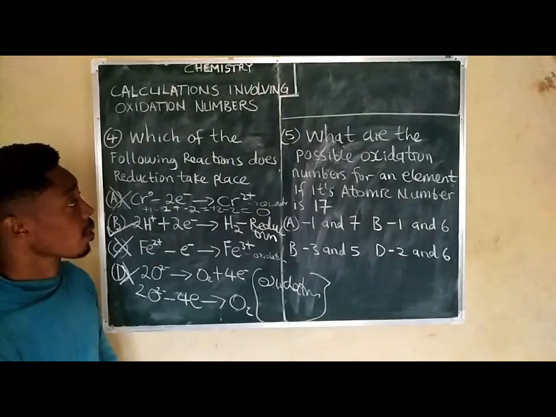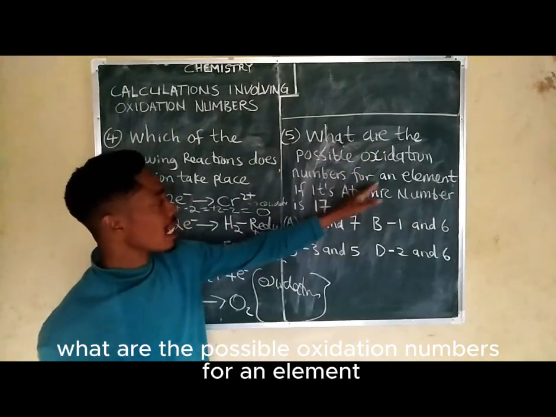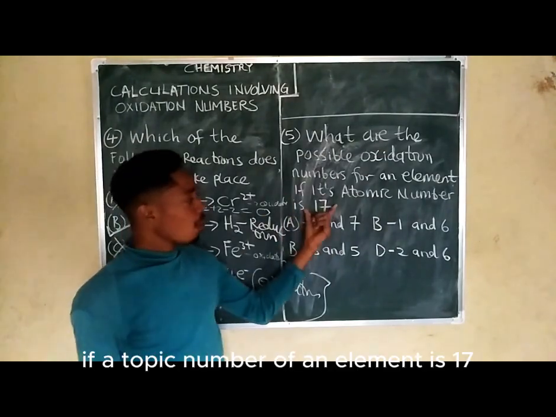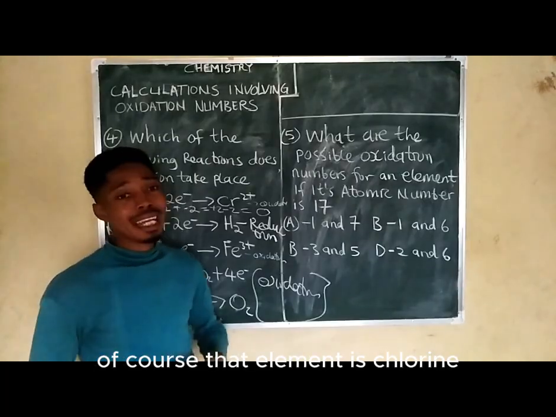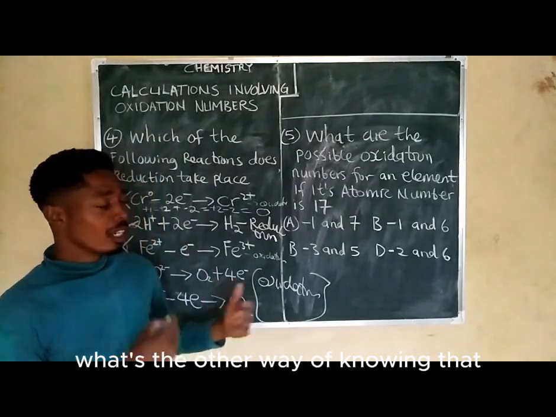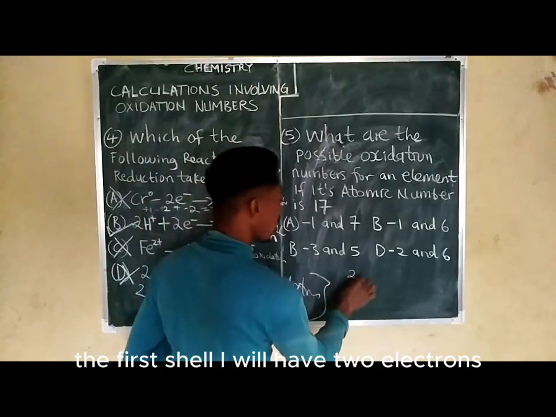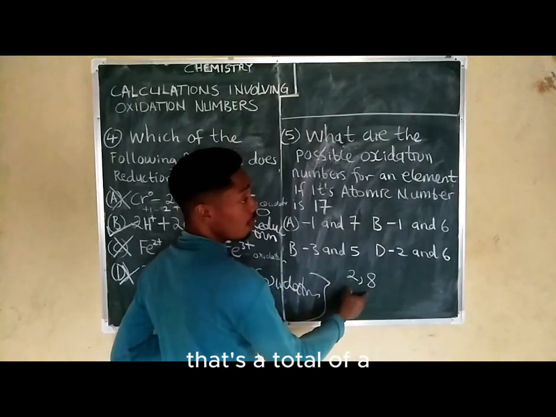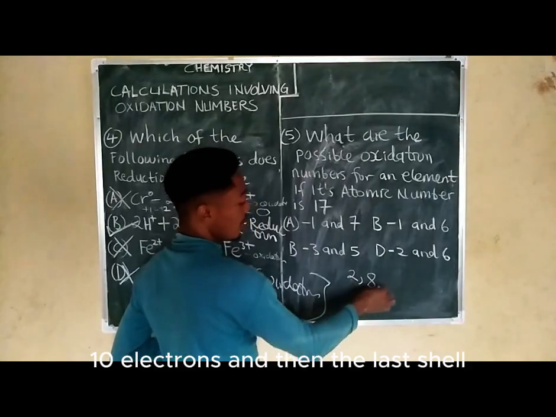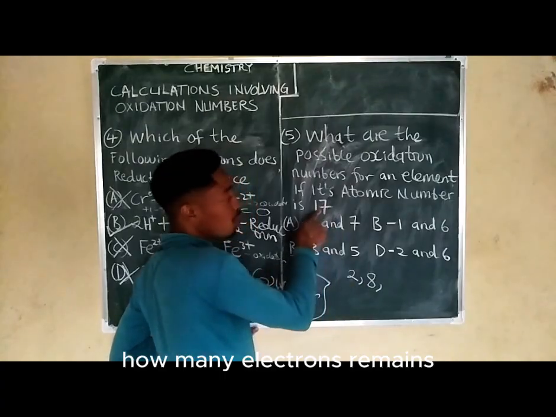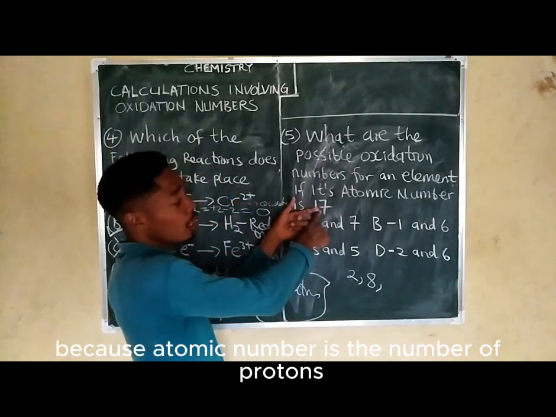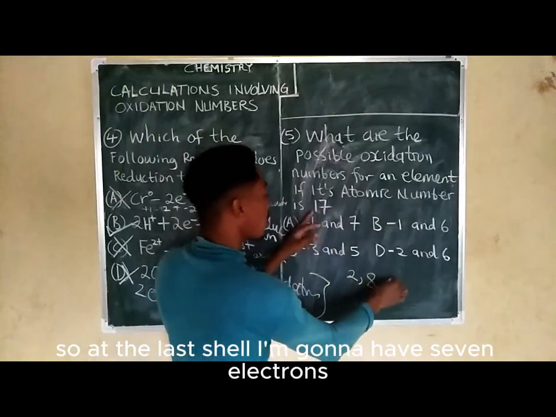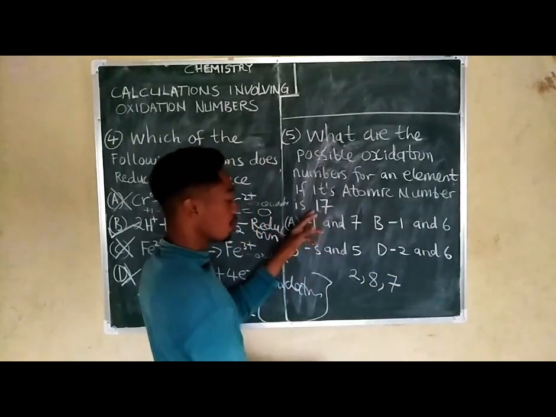Question number 5. What are the possible oxidation numbers for an element if its atomic number is 17? If atomic number of an element is 17, of course that element is chlorine. What's the other way of knowing that? The first shell I will have 2 electrons. The second shell I will have 8 electrons. That's a total of 10 electrons. And then the last shell, how many electrons remain? Because atomic number is the number of protons, and at ground state the number of protons is equal to the number of electrons. So at the last shell I'm going to have 7 electrons.